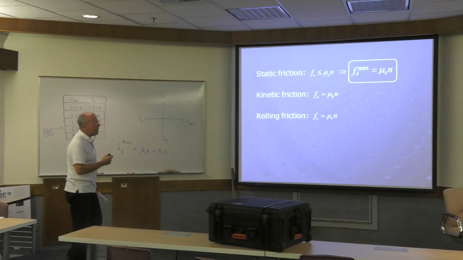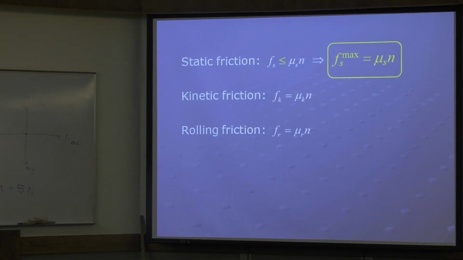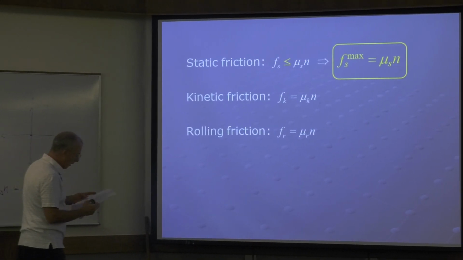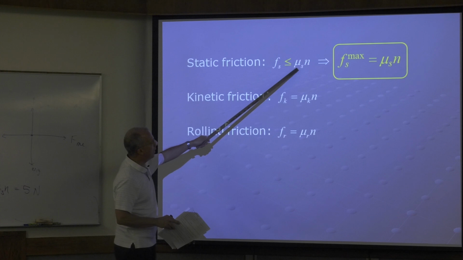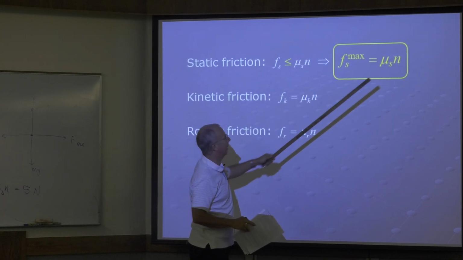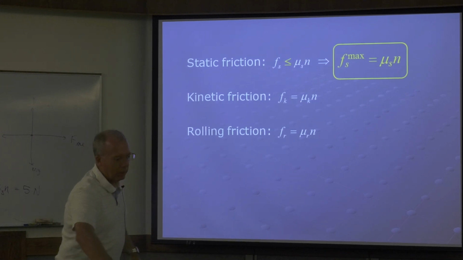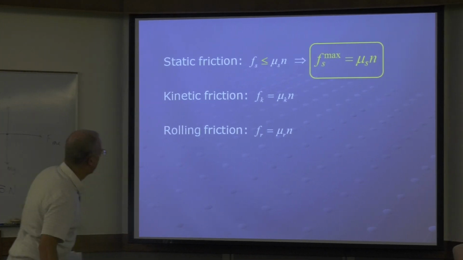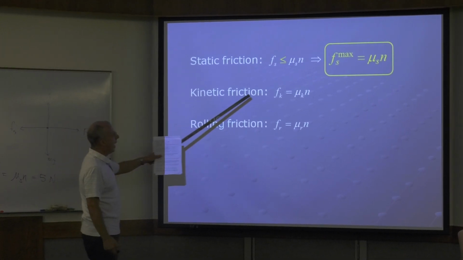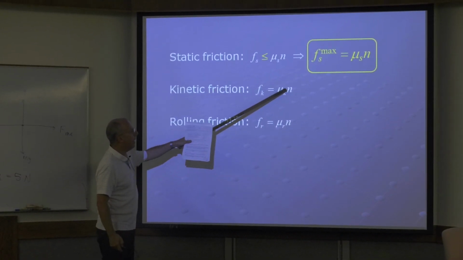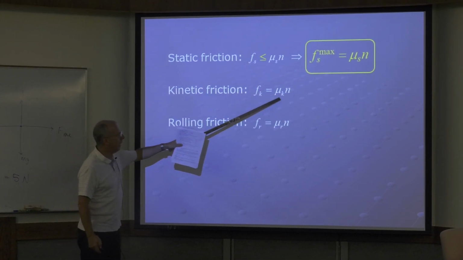So here are 3 models for friction that we'll use the entire semester. First one, static. I just went over that, right? Static friction, Fs less than or equal to mu Sn. Fs max, mu Sn. Mu S is called the coefficient of static friction. You either look it up or you determine it experimentally. Kinetic friction, Fk is equal to mu Kn. So these mu's are different, right? Kinetic friction, Fk equals mu Kn.